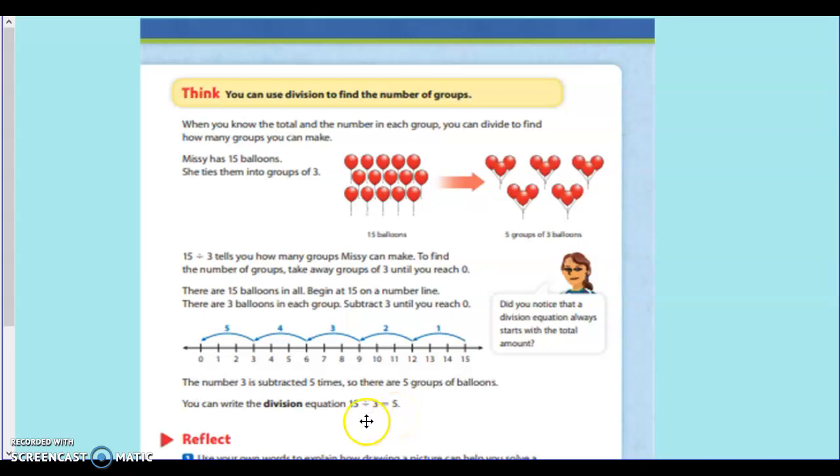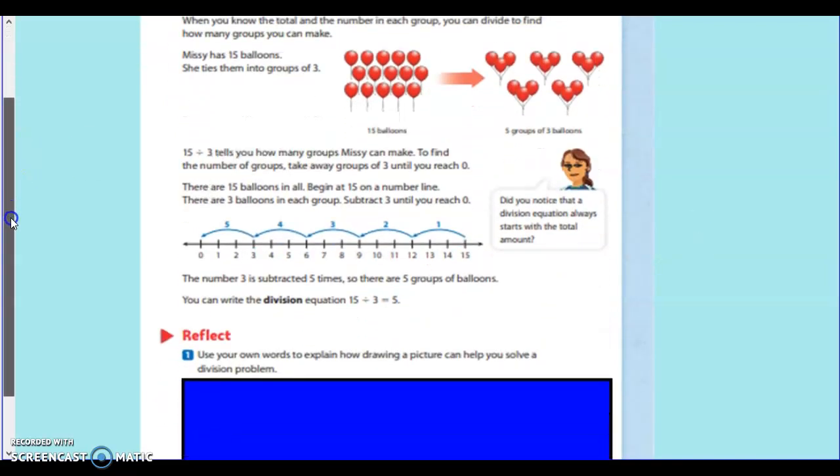Multiplication is kind of the opposite. In multiplication, you're multiplying the number of groups times how many are in a group to find the total. And we'll talk about that later. I feel a fact family coming on.